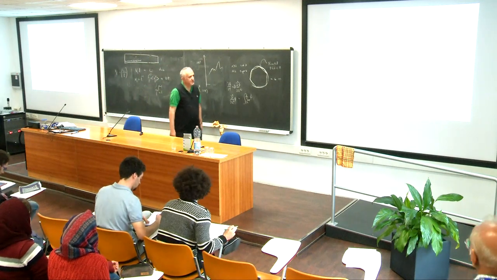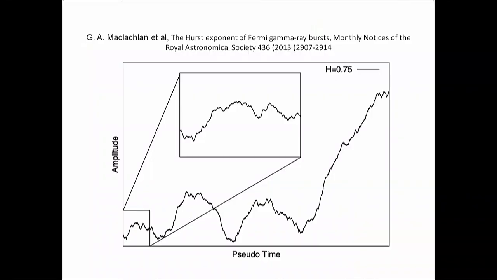But you calculate the Hurst exponent, it's self-similar in the sense that if you take a small section of it, you cannot tell that it's a small section of the whole. But the Hurst exponent is 0.75. It's not one half, it's super diffusive.